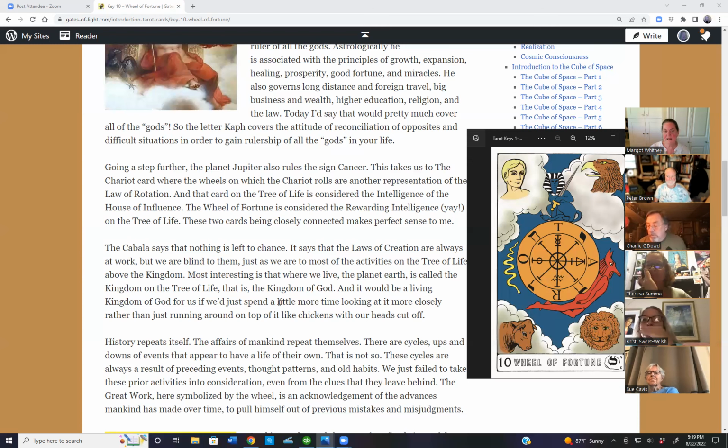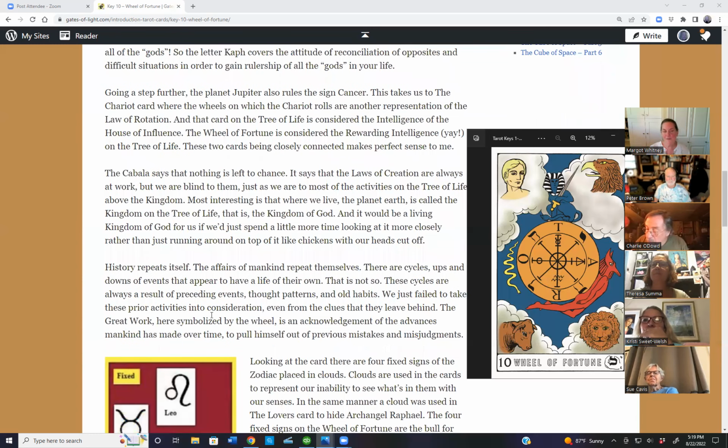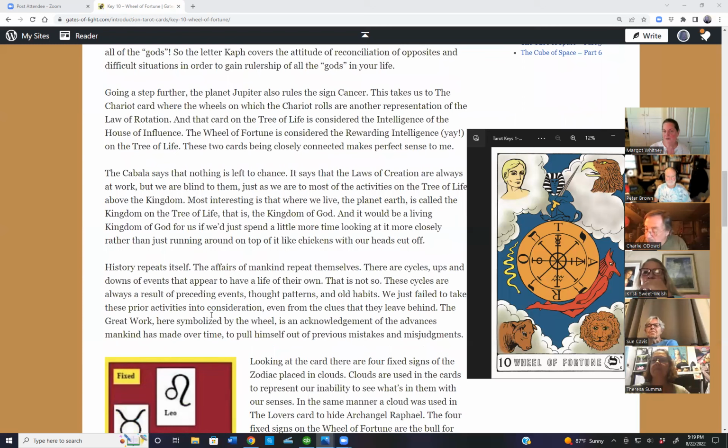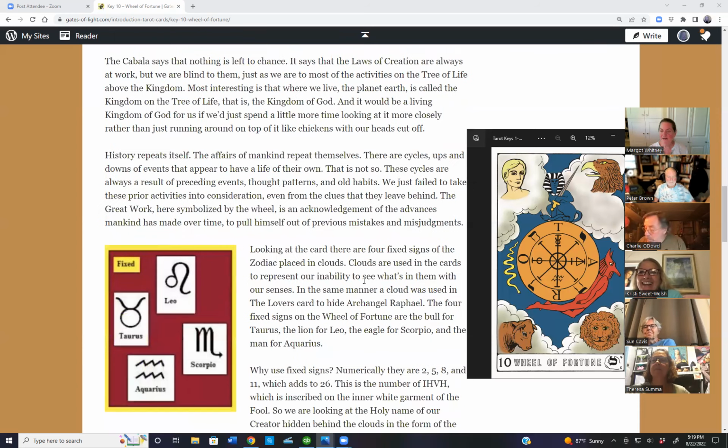So the Kabbalah says that nothing is left to chance. It says that the laws of creation are always at work, but we are blind to them, just as we are to most of the activities on the Tree of Life above the kingdom, which I showed you. We pretty much have no clue as to how they work. And it would be a living kingdom of God for us if we just spend a little more time looking at it more closely, rather than just running around on top of it like chickens with our heads cut off. The general way of doing things. Slow down and wonder.